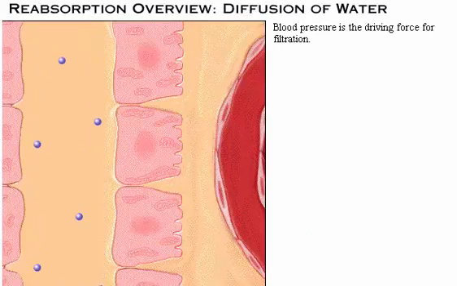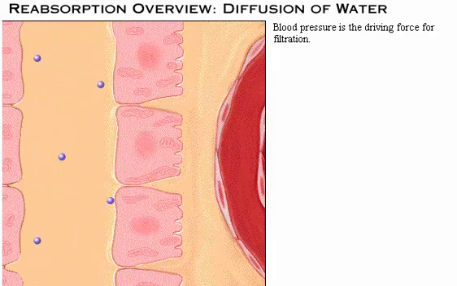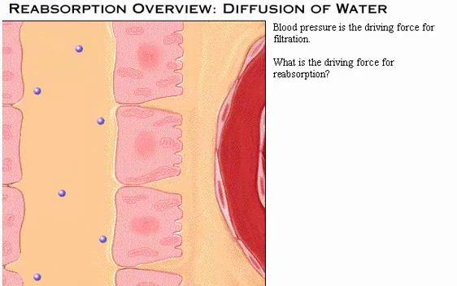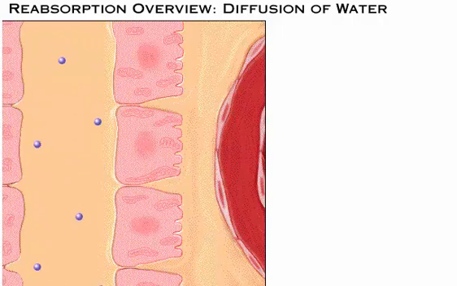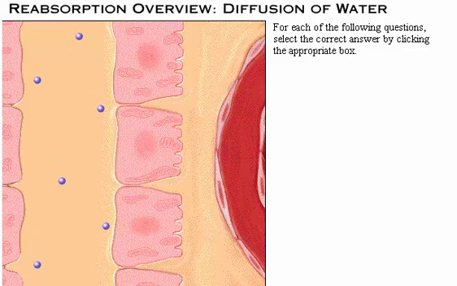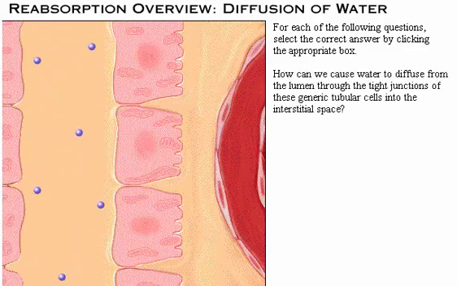The previous topic, glomerular filtration, demonstrated that the force driving the formation of the filtrate is blood pressure within the glomerulus. We now turn to the question of what drives reabsorption, which reclaims the valued substances. Let's begin with the reabsorption of water by diffusion. For each of the following questions, select the correct answer by clicking the appropriate box. How can we cause water to diffuse from the lumen through the tight junctions of these generic tubular cells into the interstitial space?